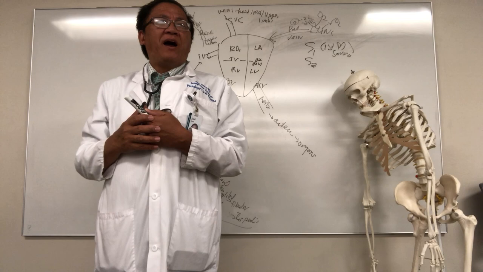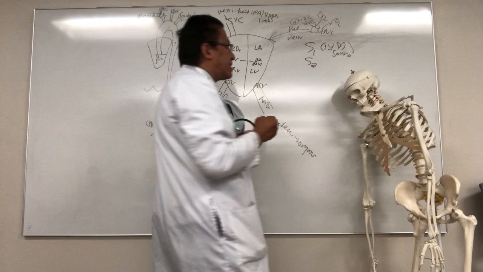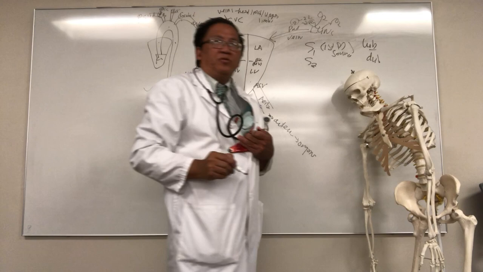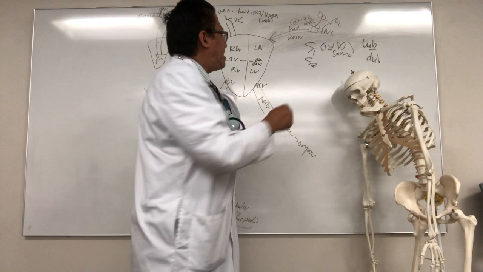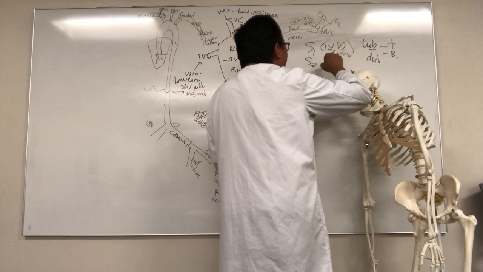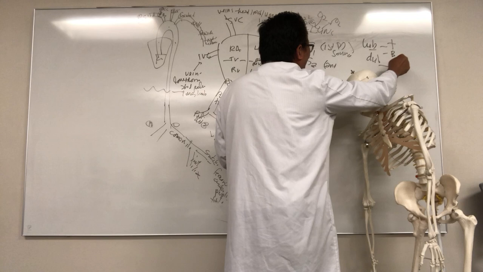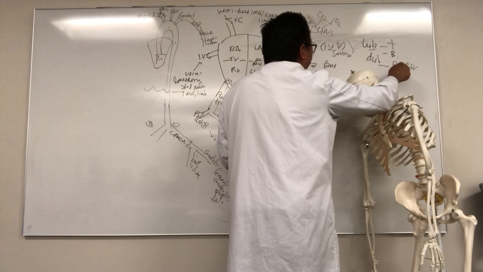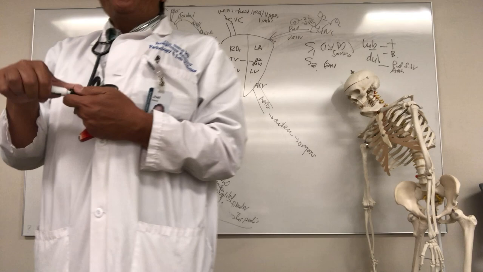Lub, L-U-B, or dig. This is what the books would say. This is dub, this is lub. But mine is unique. Tig dig, tig dig, tig dig. And this one is what? So this is tricuspid, and then what? Bicuspid. What about the second heart sound? Pulmonary, aortic. Pulmonary semilunar valve, and then what? Aortic valve. So the sound is produced when they open or when they close? Close.